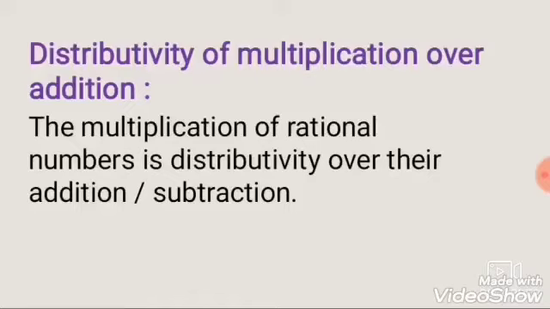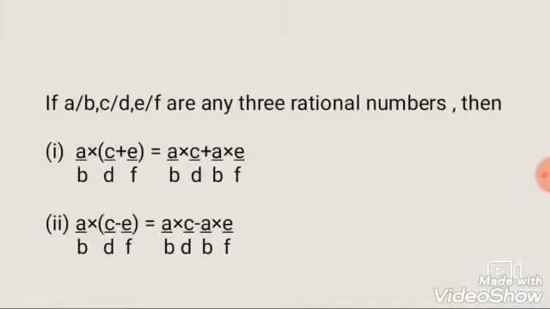The next property is distribution of multiplication over addition. The multiplication of rational numbers is distributive over their addition or subtraction. In this, there are two properties. Here, we consider three rational numbers as a by b, c by d, e by f. The first property, multiplication over addition, is a by b into c by d plus e by f is equal to a by b into c by d plus a by b into e by f.